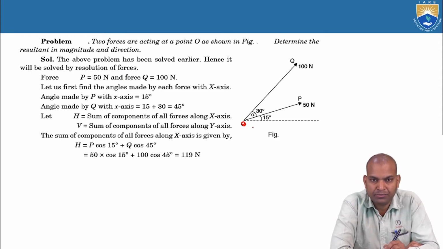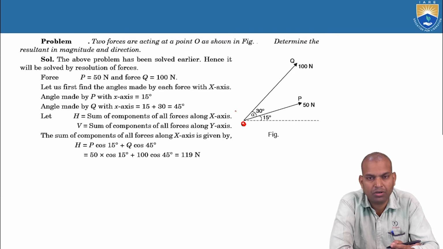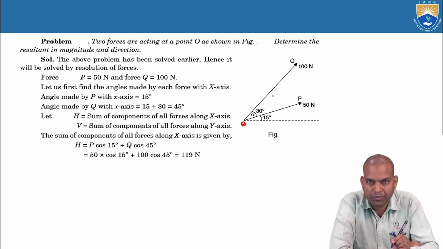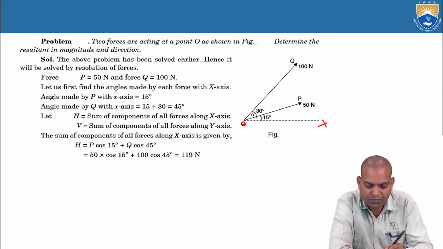Determine the resultant in magnitude and direction. We have to find the magnitude and direction of a resultant force. Here I always consider the angle made with OX. P is making 15 degrees with OX, and OQ is making an angle of 30 degrees with OP.